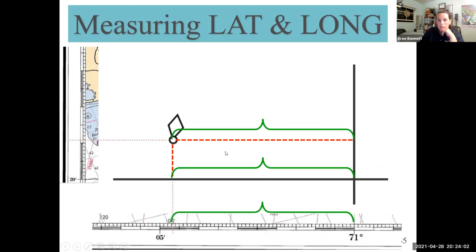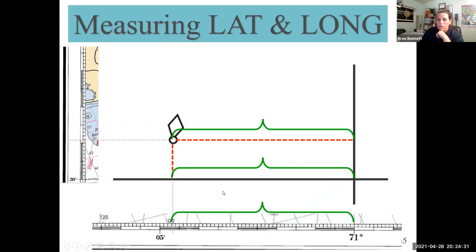So same with longitude. We're going to draw our line and we're going to parallel it to our other longitude line. We draw in our longitude line, but we don't have to draw it all the way across the chart. We only have to draw it to the nearest line, and then we can measure that distance and bring it down to measure what our longitude is.